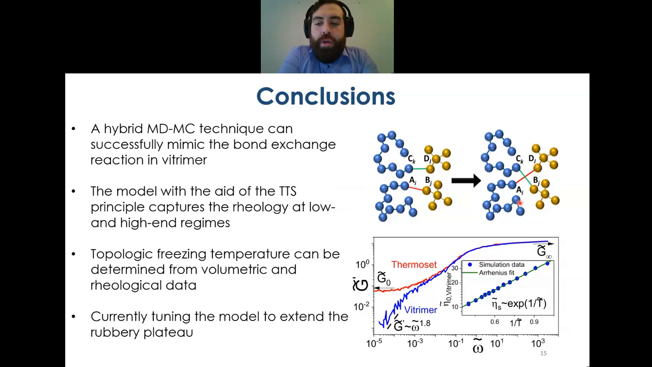So in conclusion, we proposed a hybrid molecular dynamics Monte Carlo technique that can successfully mimic the bond exchange reaction in vitrimers. The model, with the help of the time temperature superposition principle, captured the rheology at low and high frequency regimes. The topological freezing temperature can be determined from both volumetric and rheological data, as we've seen. And the objective that we are working on now is to try to extend this rubbery plateau for the vitrimer, which will allow us to gain a better picture of the rheological data.